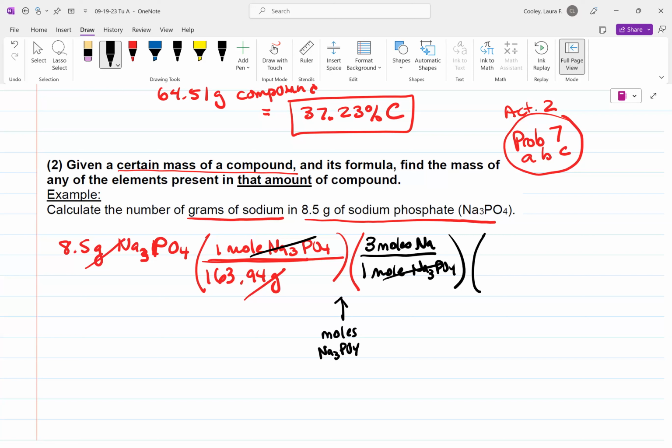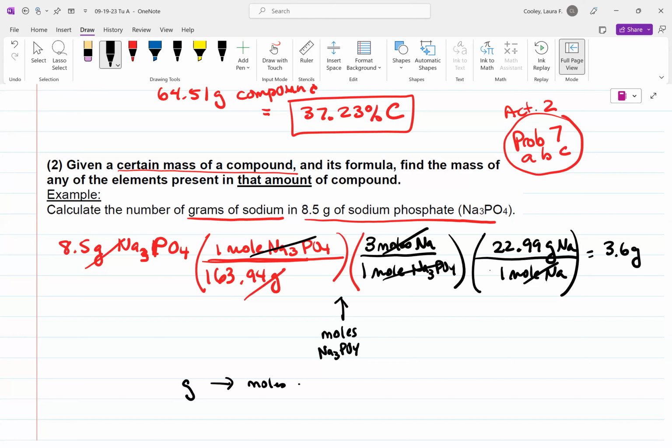Then the next step would be to convert the grams of sodium to moles by using the molar mass of sodium. See, if you don't put the label, you don't know if it's canceling right. So now when you do the multiplication here at the end, you will get 3.6 grams. So this is the grams to moles to moles to grams method.